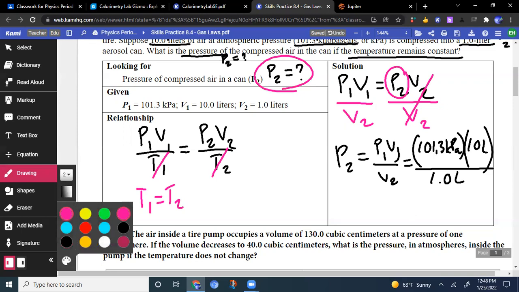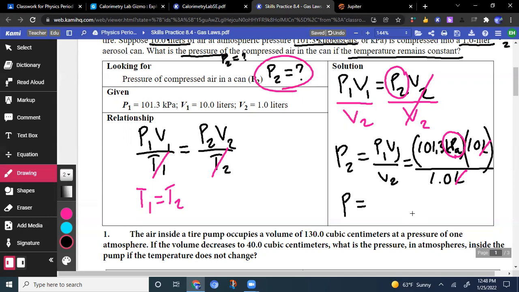We should be able to see that the units of liters cancel and that we're left with the unit of kilopascals. Putting that into our calculator, we're just multiplying 101.3 times 10 and we get 1,013 kilopascals.